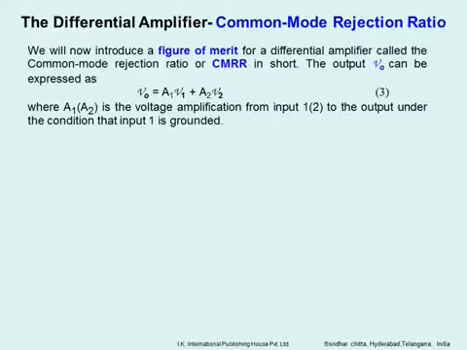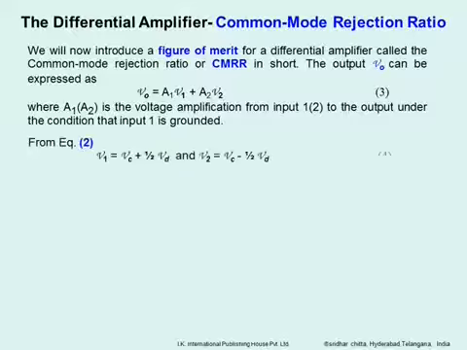We will now introduce a figure of merit for a differential amplifier called the common mode rejection ratio, or CMRR in short. The output VO can be expressed as VO equals A1 multiplied by V1 plus A2 multiplied by V2, where A1 is the voltage amplification from input 1 to the output under the condition that input 2 is grounded, and similarly we can define A2, the amplification between input 2 and the output.